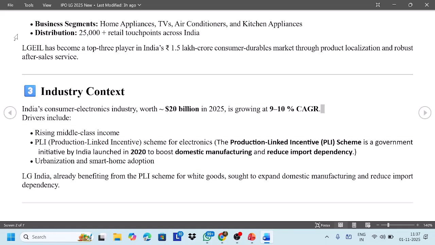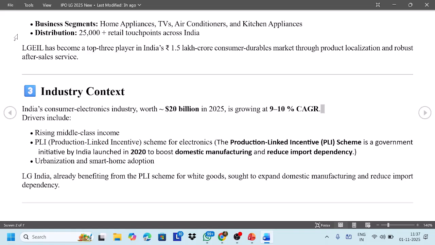So we'll understand how much debt they have got now, which is contained in this. Or we can even go to the screen and check that. Brand visibility, reinforce LG as an Indian listed MNC, because now it is listed in India.